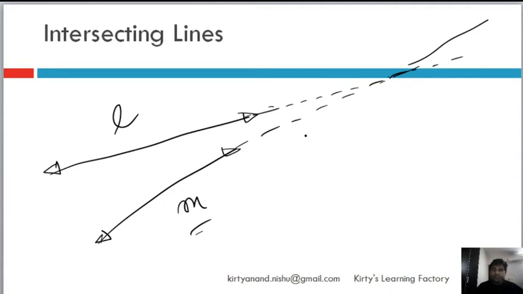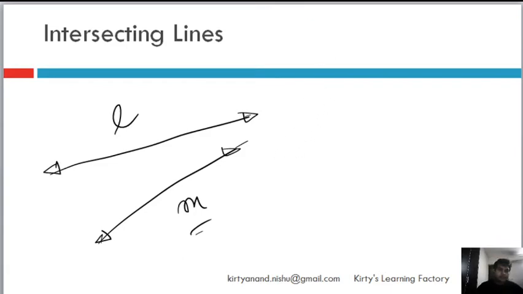But if I extend it, will these lines intersect at some point or not? And if the answer is yes, then they are intersecting lines. So the idea is that even if these lines are not intersecting here, you cannot say that no, these are not intersecting lines. They are, right? Because when we extend these lines, eventually it will go and intersect somewhere. So that's the definition of intersecting lines. It doesn't need to necessarily intersect on the piece of paper where you've drawn it.